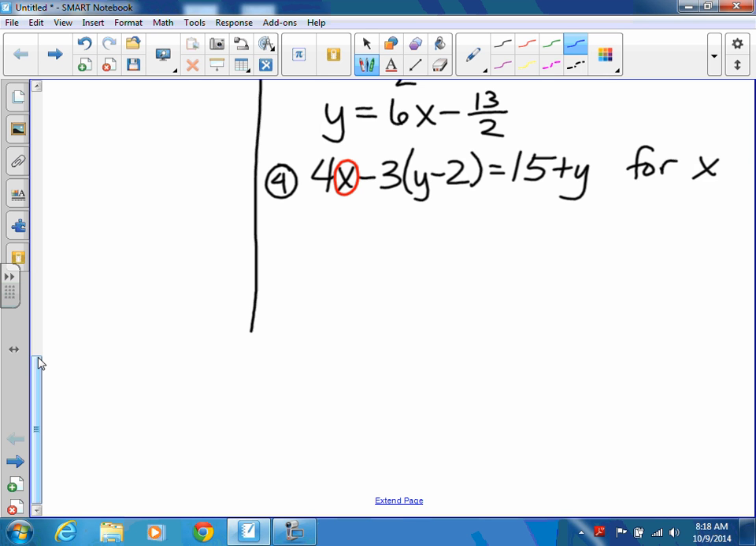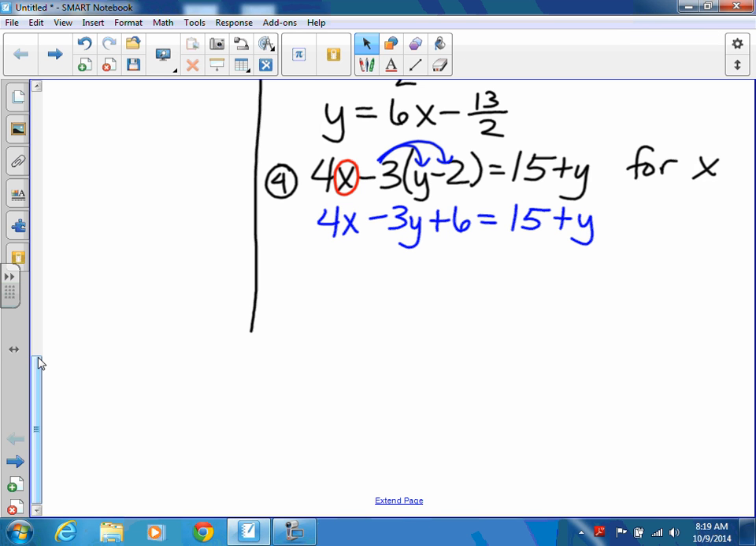So we're going to distribute this -3. -3 times y is -3y. -3 times -2 is +6. Bring down the 4x in the front, and all of that equals 15 plus y. And keep circling the x because you want it to stay. It kind of gives you a visual of who to move.